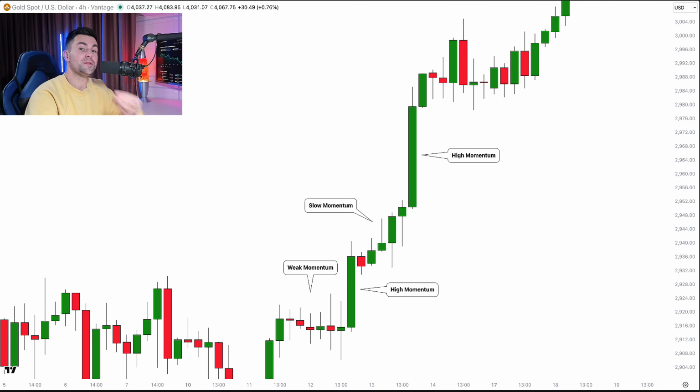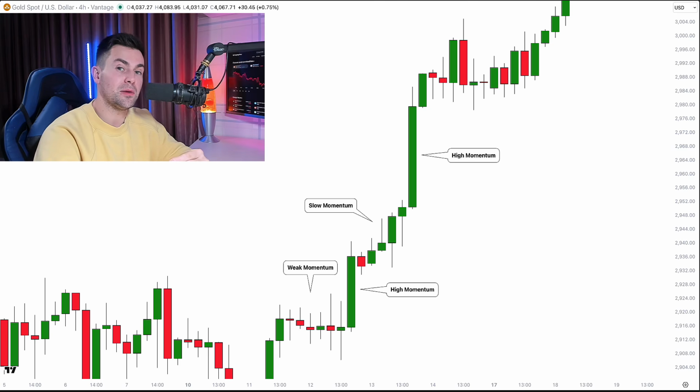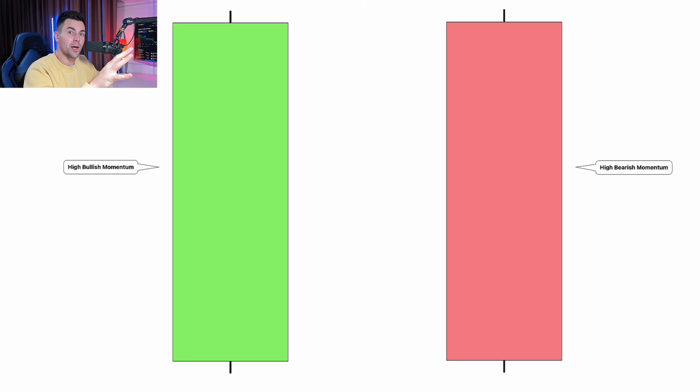In this example, we see two high momentum bullish candles. Their bodies have big ranges in comparison to previous candles. A formation of a high momentum bullish candle will signify a strong bullish sentiment and aggressive buying interest of the market participants, while a bearish high momentum candle should have a large red body and tiny or no wicks.